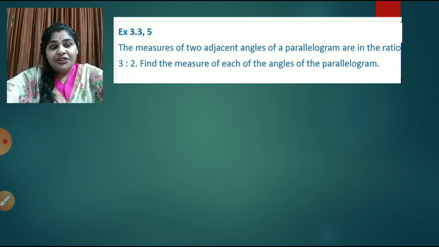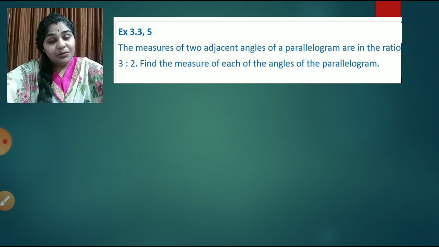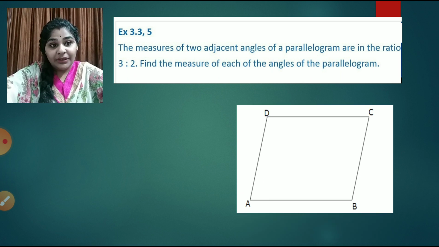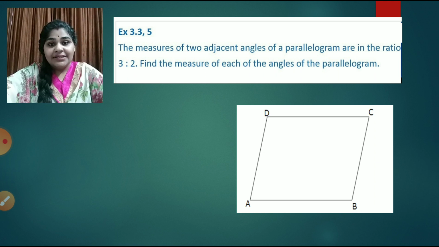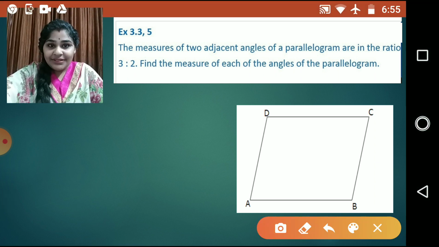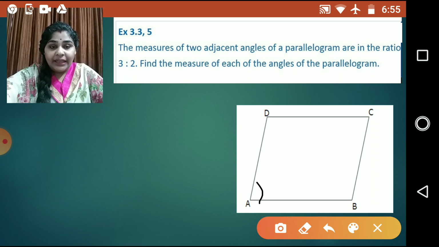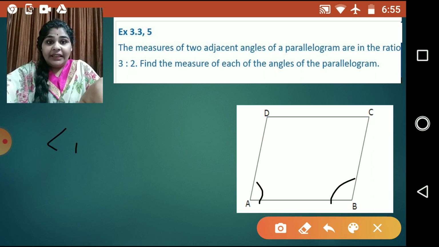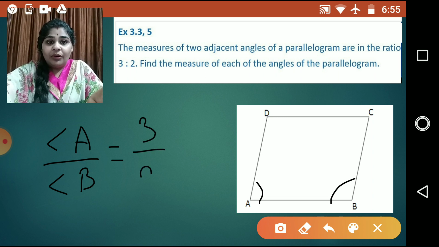So first you need to assume a parallelogram. So let us assume there is a parallelogram named ABCD. Alright. So the two adjacent angles they have said. So take any two adjacent angles, children. Suppose I take angle A and angle B. Right, these are two adjacent angles. Now they are in the ratio of 3:2. That is angle A upon angle B is equal to 3 upon 2, right?